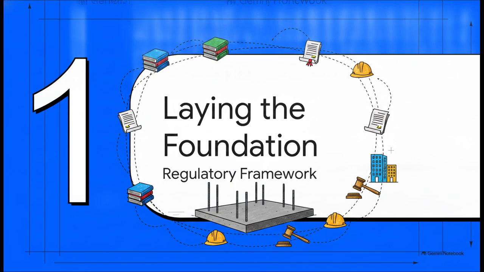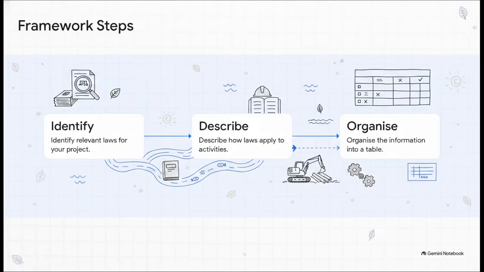Okay, let's get into phase 1, laying the foundation by building a regulatory framework. Your regulatory framework is essentially what keeps you legally compliant, and constructing it requires a very specific 3-step procedure. Step 1, you've got to identify which environmental laws are actually relevant to your specific project. Things like local EPA regulations.